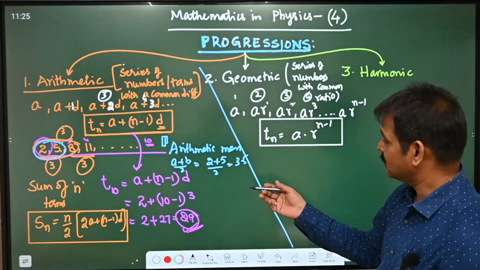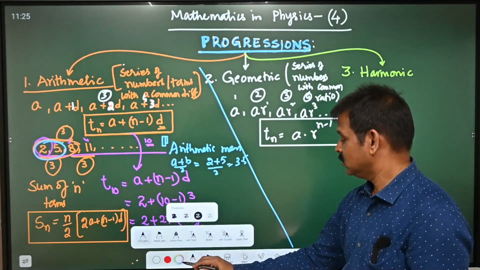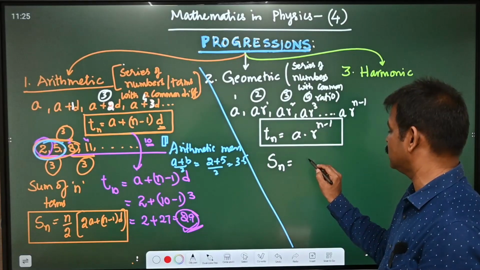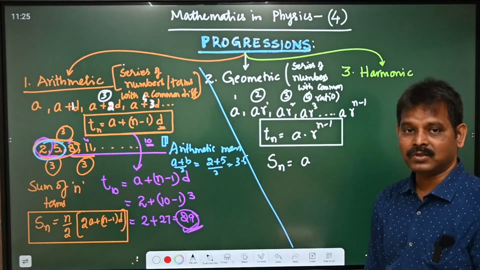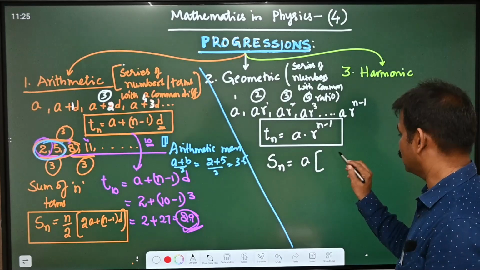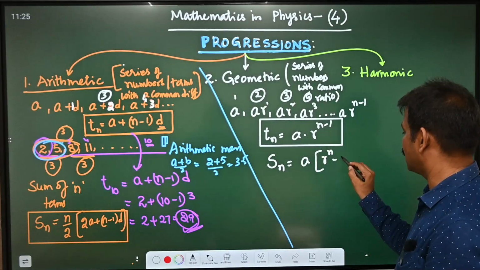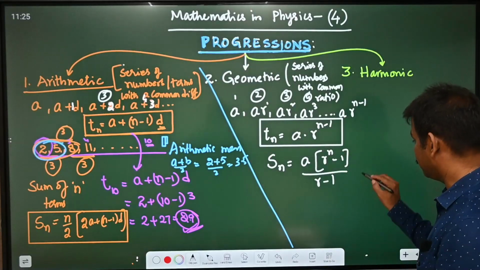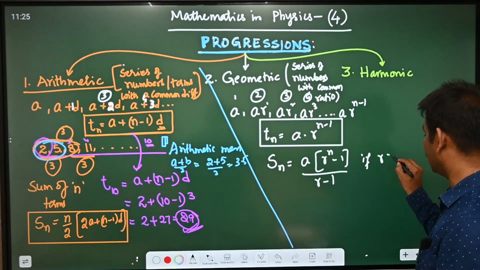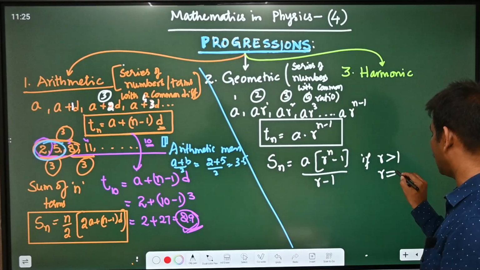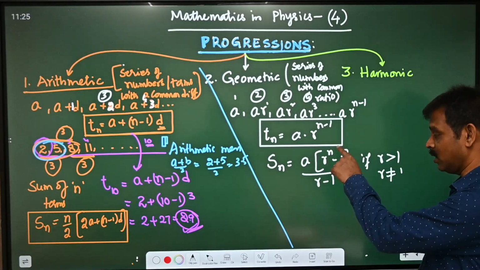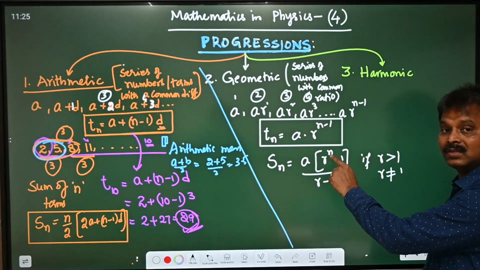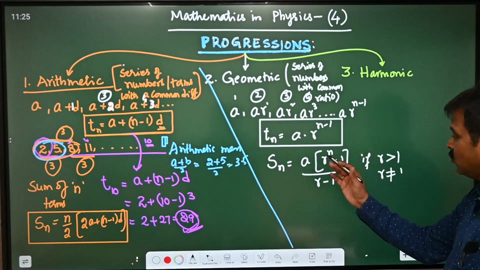Now, how to get the sum of n terms? Sum of n terms in GP is given by first term into r power n minus 1 by r minus 1, when r is greater than 1, and r cannot be 1. Suppose if r is equal to 1, 1 minus 1 is 0, something by 0 will become infinity. So we cannot use that formula.